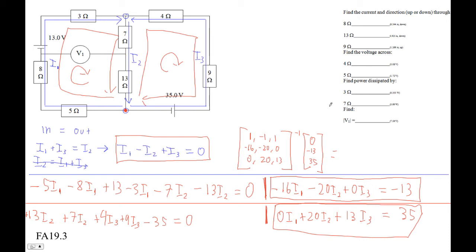Okay, now let's go 1, right arrow, -1, right arrow, 1. Okay, there we go. -16 and -20 and 0. Okay. And then 20 and 13. And then I'm going to invert that matrix.